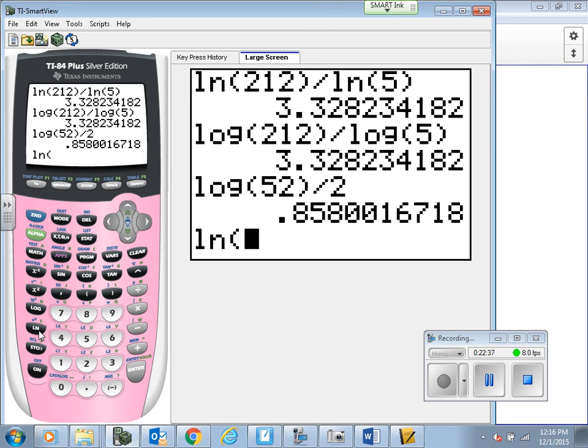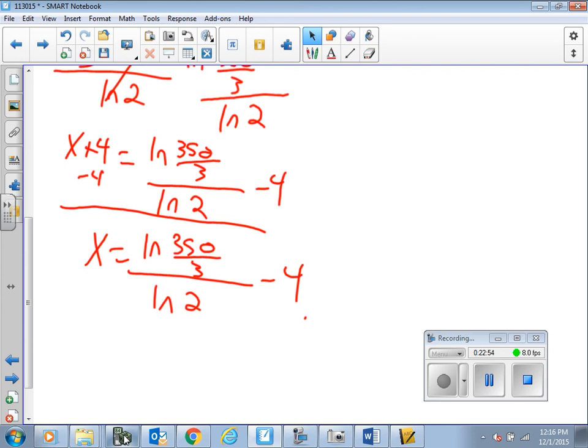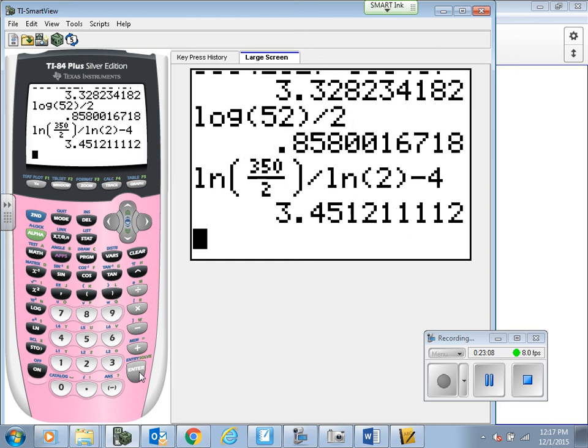All right. Let's see what I'm doing. Okay, so I'm going to do this with a fraction. So the natural log of 350 and 2, and then what do we have? And then divide by 3, divided by the natural log of 2. Okay, so divided by the natural log of 2, and then all of that minus 4, and you get, did you get that? 3.4?